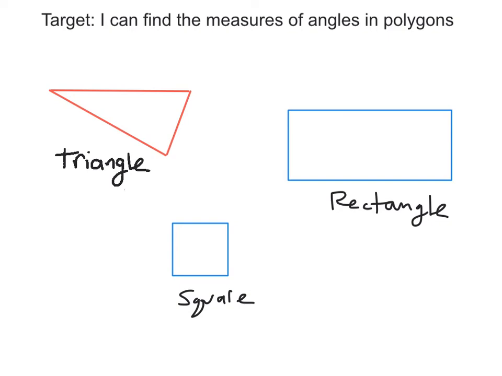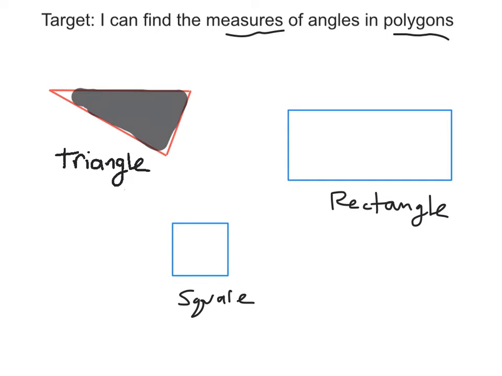In this lesson, the target states, I can find the measures of angles in polygons. And polygons are made up of straight lines. 3 or more straight lines form the simplest type of polygon called a triangle. It's a polygon when you have a space that's enclosed inside those straight lines. So a circle is not a polygon. One line does not form a polygon because you need 3 or more lines to create that enclosed space. So a triangle is the most basic type of polygon.